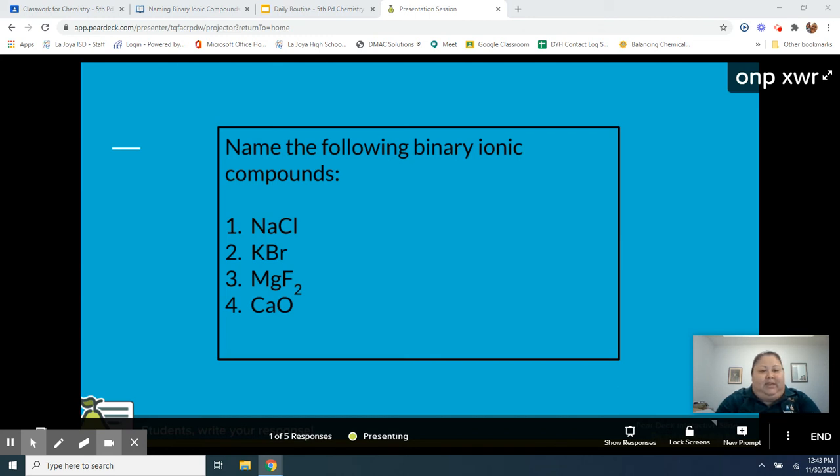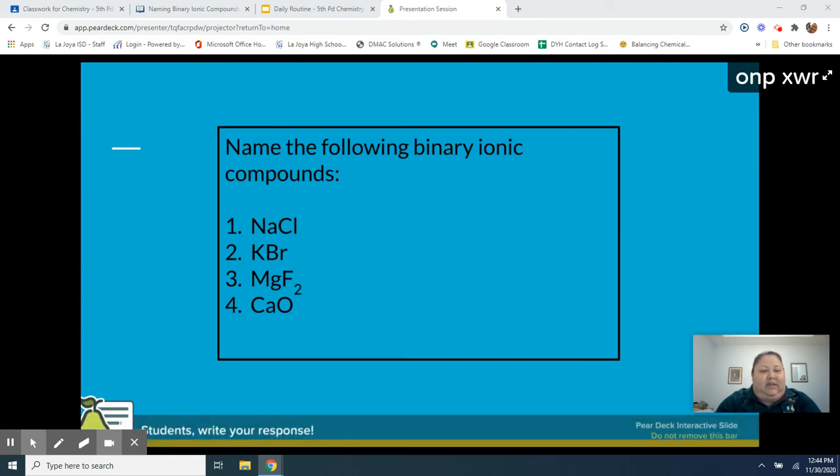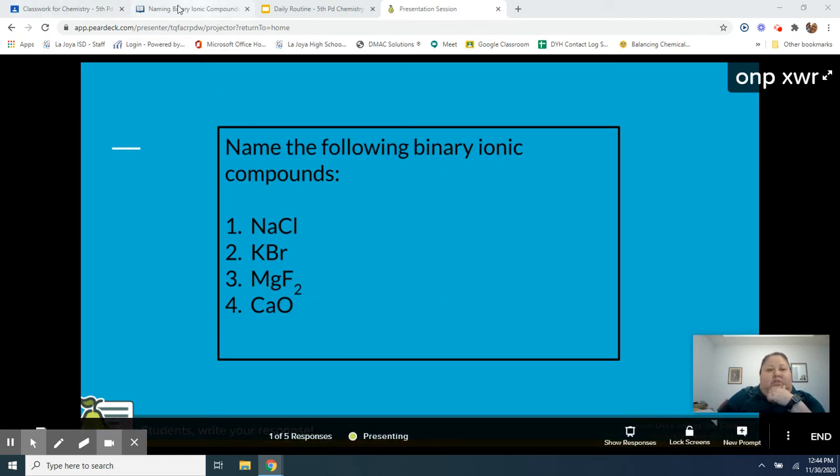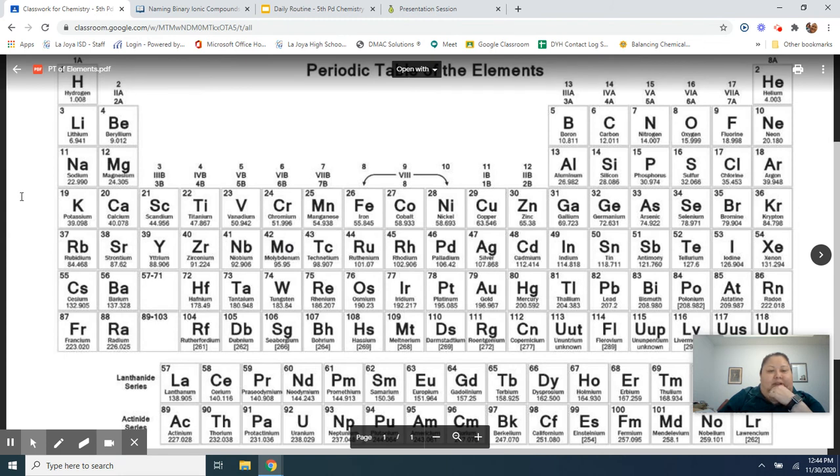Number 3, Mg and F, MgF2. What would it be called? Mg, and I'm going to use the periodic table. Very good. Mg, element 12, magnesium. Okay. F, element 9 again. Fluoride. Excellent. Okay.